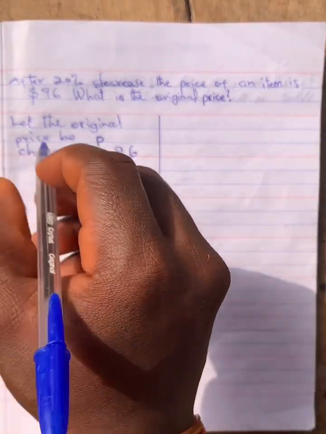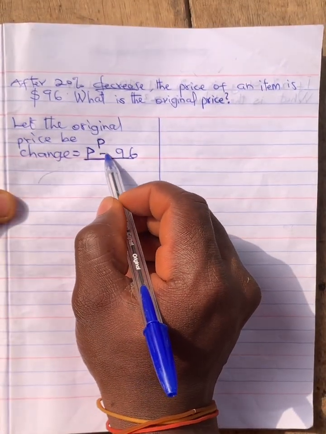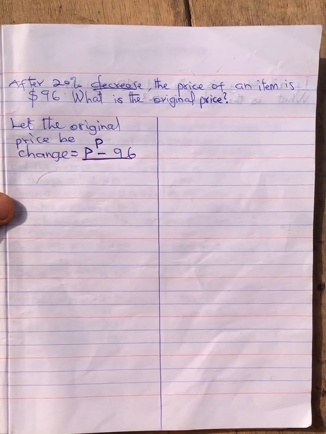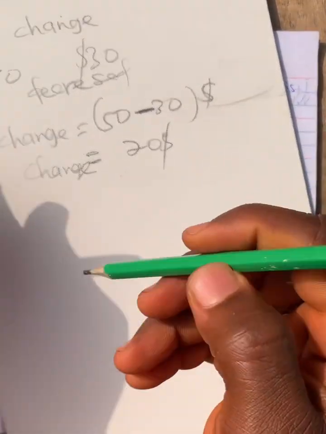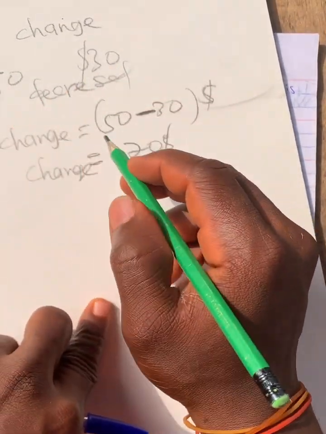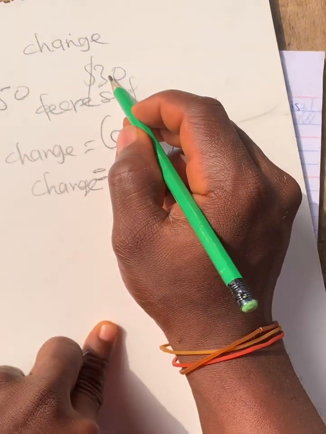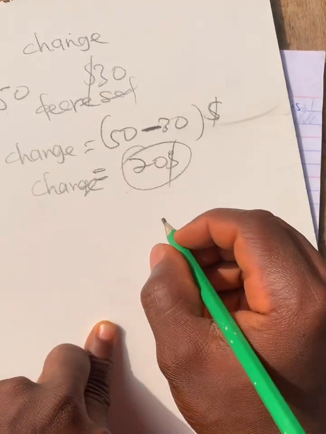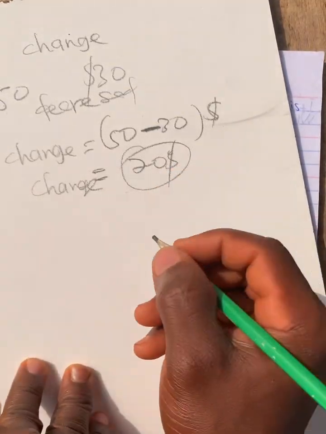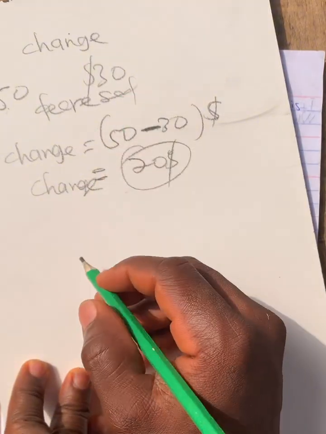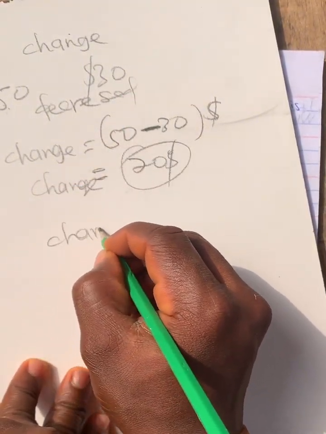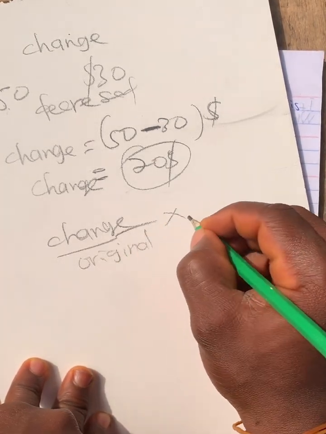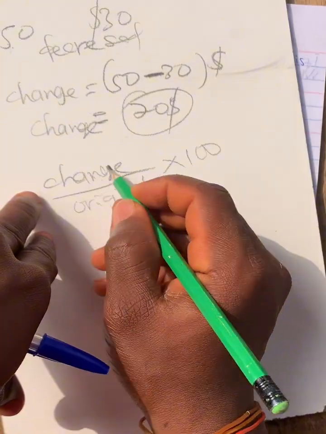Now, the change, we can represent in a percentage. So this change, the $50 decreasing to $30, that's the change, $20. We can represent the $20 in a percentage. So the change out of the original money, multiplying 100.